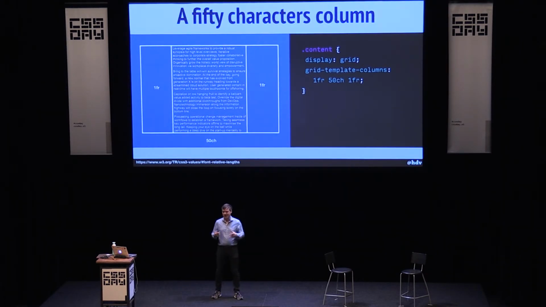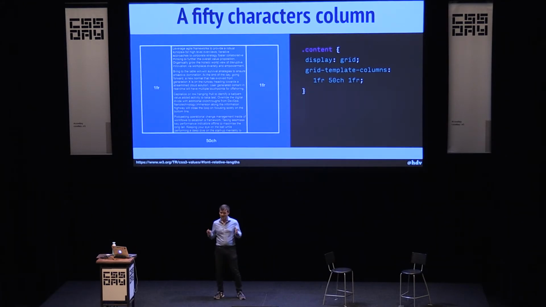This is something that graphic designers sometimes recommend. If you want to have a readable column, think about the amount of characters that goes into each line, and you can get good readability. So that's what I've done here. I've created 3 columns. The left and the right one are 1 fraction, so they both get some of the available space. They each get half of that. And then the middle column is 50 characters.